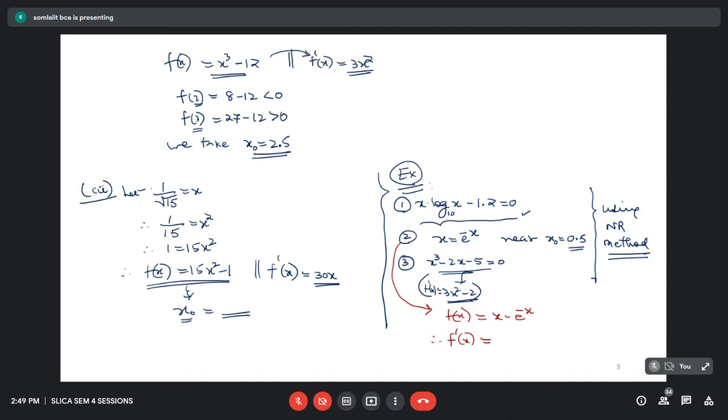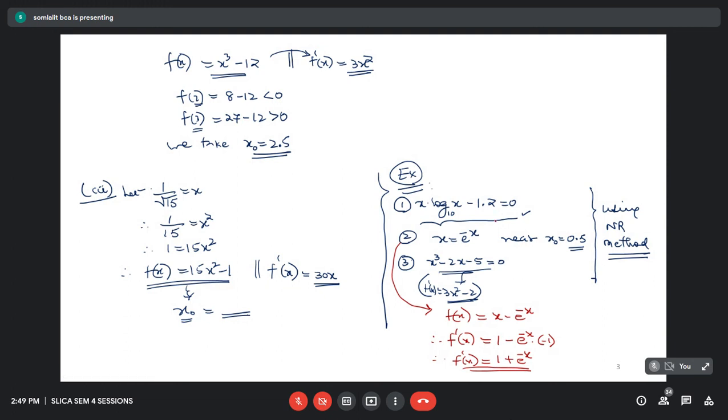What is the derivative of x? You know, the derivative of x is just 1. What about e raised to minus x? How do we differentiate e raised to minus x? There you need to use the chain rule. The minus sign stays as it is. The derivative of e raised to minus x is e raised to minus x, into the derivative of minus x, which is another minus 1 by the chain rule. So finally f dash x in the second case is 1 plus e raised to minus x. This is the correct f dash x for the second one.